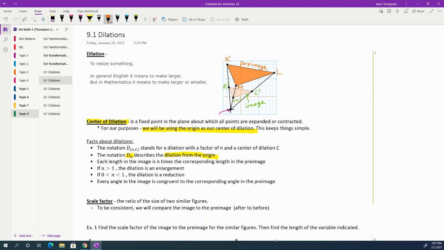So corresponding angles are going to be congruent. So if I look at M and M prime, even though the triangles are different sizes, those angles have the same measurement. If I look at angle L and angle L prime, those degrees of those angles are the same.